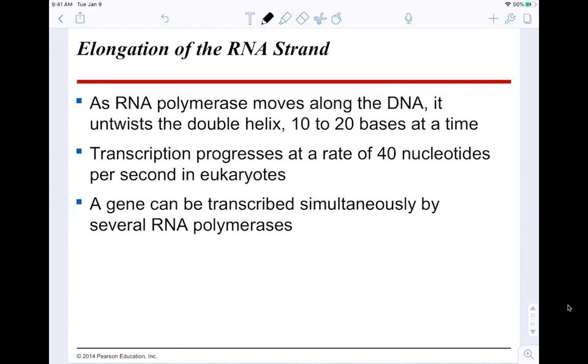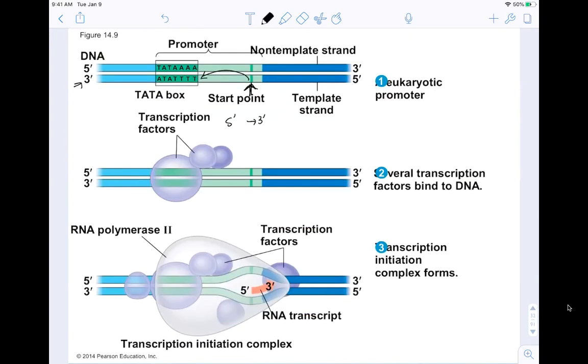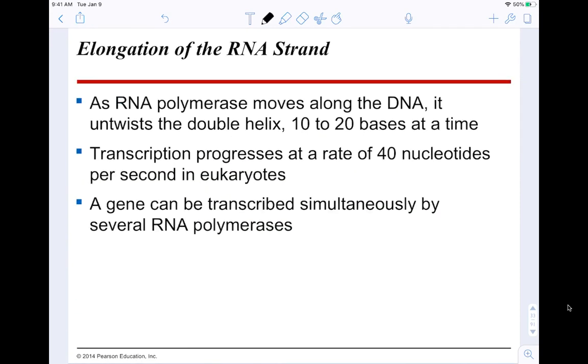Okay, so elongation. Now that we have our initiation, we are ready to go, right? We've got all of the main players here in our transcription initiation complex. So you're ready to elongate. As RNA polymerase moves along the DNA, it untwists the double helix 10 to 20 bases at a time. Transcription progresses at a rate of about 40 nucleotides per second in eukaryotes, which is pretty fast.